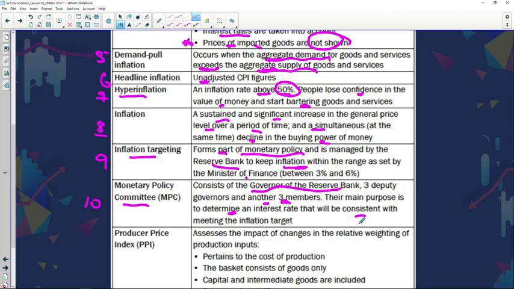Hence, you get that media briefing. You will hear that at 11 o'clock, the governor of the Reserve Bank will make an announcement whether the interest rates will increase or decrease. So that is a decision that is made by the Monetary Policy Committee, which is made out of the governor of the Reserve Bank, the 3 deputy governors and another 3 members. So they sit and they actually determine the interest rate that will be consistent with meeting the inflation target.